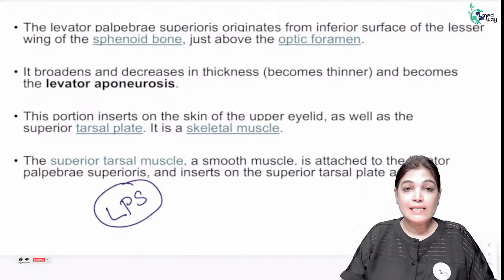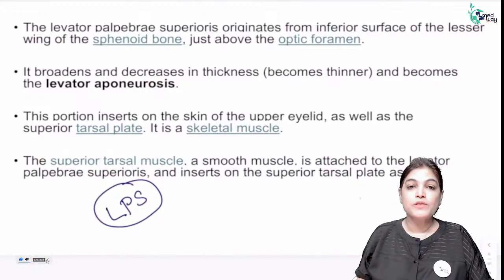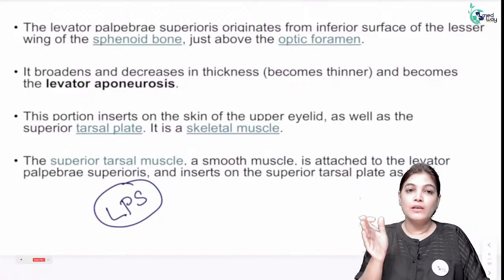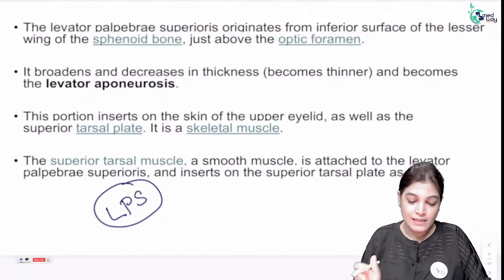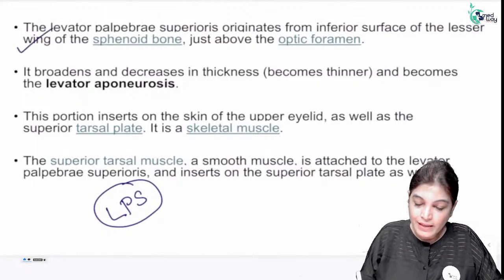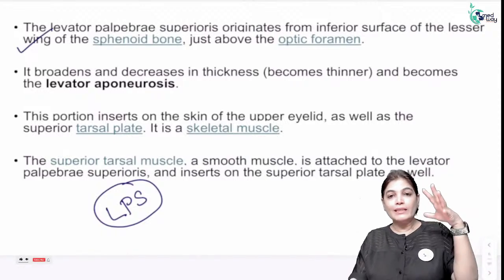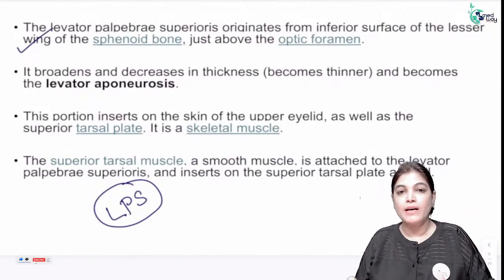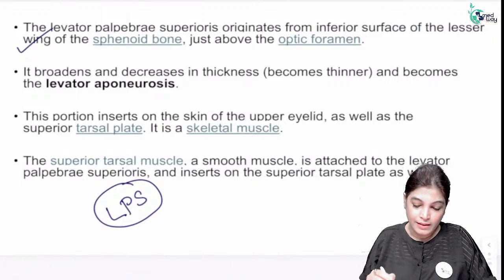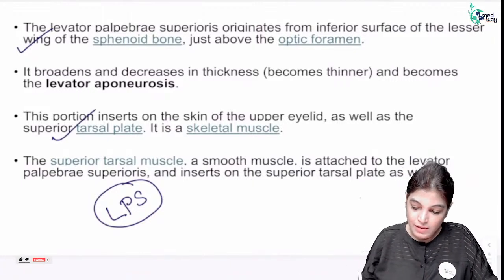The LPS muscle, levator palpebrae superioris, is one of the extraocular muscles, and it originates from the sphenoid bone. Which part of the sphenoid bone? It originates from the lesser wing of the sphenoid bone, lying very close to the optic foramen. As it diverges, it forms laminae, and it has its insertion in the tarsal plate. So it inserts into the upper eyelid as well as the superior tarsal plate, and this part is made of skeletal muscle.